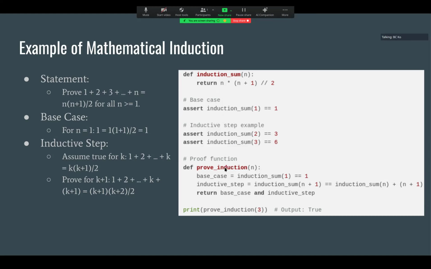We have another function called prove induction, and this function checks both the base case and the inductive step for the n given. And by providing 3 for prove induction, we know that the output comes out to be true. Please feel free to try other values for n.